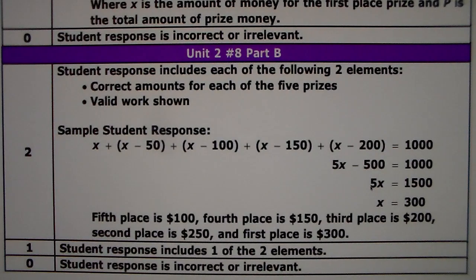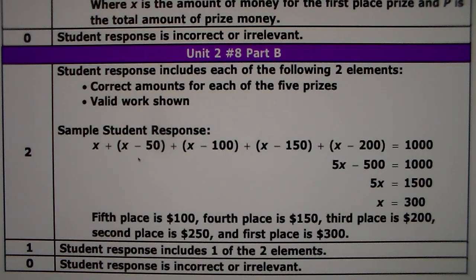You then add 500 to both sides. So 1,000 plus 500 gets you 1,500. Carry down the 5x. Then you break apart a term by either multiplying or dividing. In this case, it's x times 5, so the inverse operation of times 5 is divide by 5. So 5x divided by 5 gets you 1x, and $1,500 divided by 5 gets you $300. We found the value of X. The value of X is $300, but that's also the first place prize money, because the first place prize money is just X. So first place gets $300.